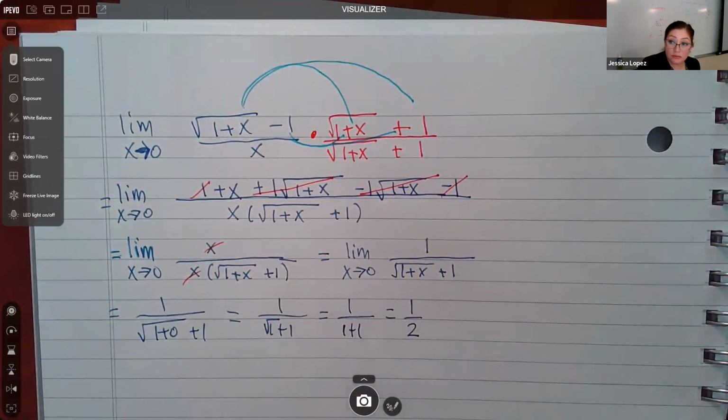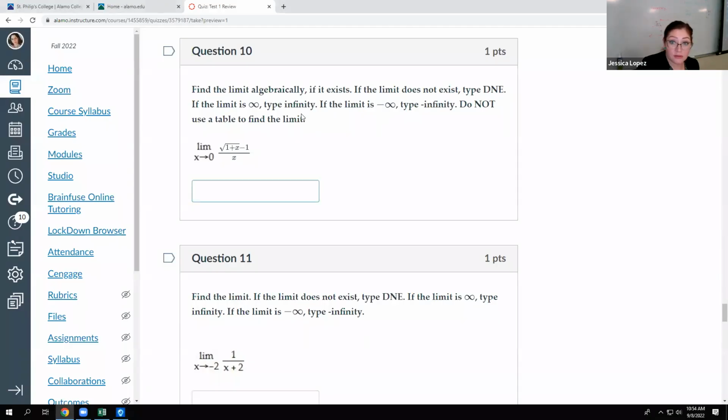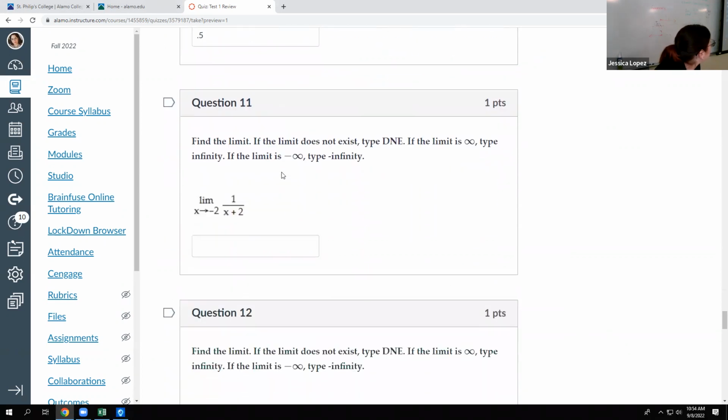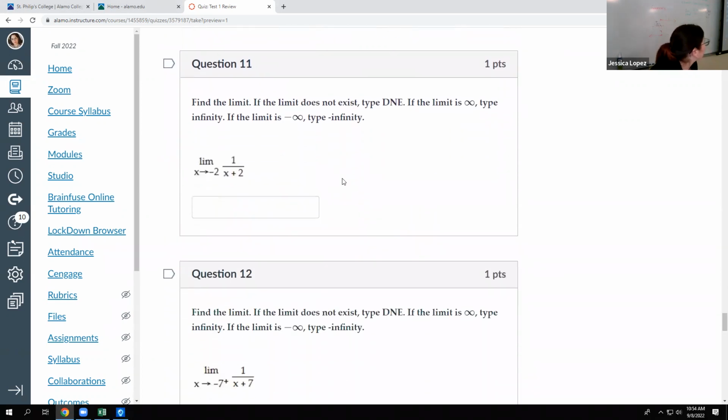Now let's go check those directions, because I don't know how they want me to write the answer. Oh, it doesn't say. So I can type in 1/2, 1 over 2, I can type in 0.5. It should accept all of those. They're all the same. What about this one?